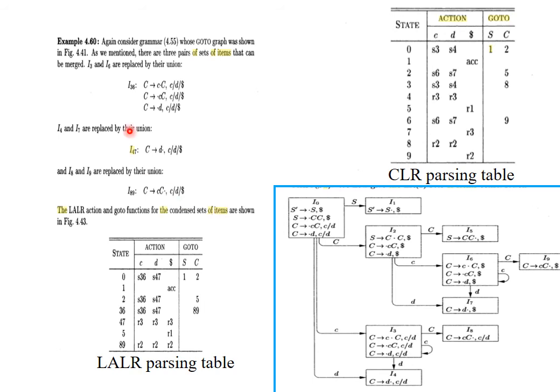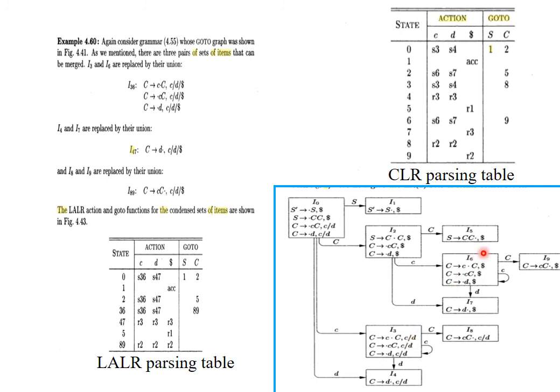So consider the case of I3 and I6. In I3, C is small c dot capital C, and C is small d. Then I6 also has the same set of production items. The only difference is the lookahead symbol. Here the lookahead symbol is c or d, and here it is dollar. Even though the lookahead symbol is different, the core part, that item part, is the same. So we can combine these two.